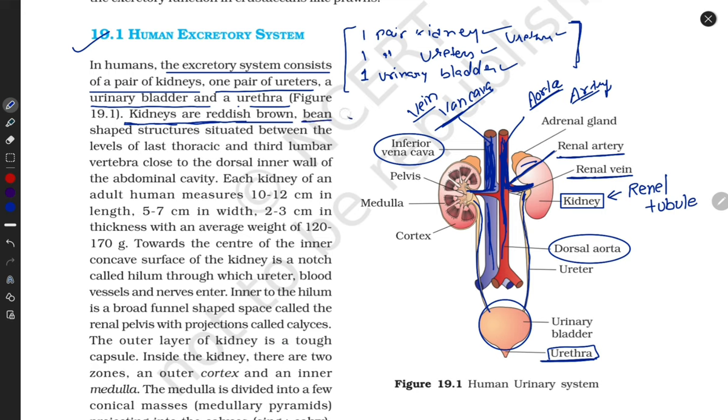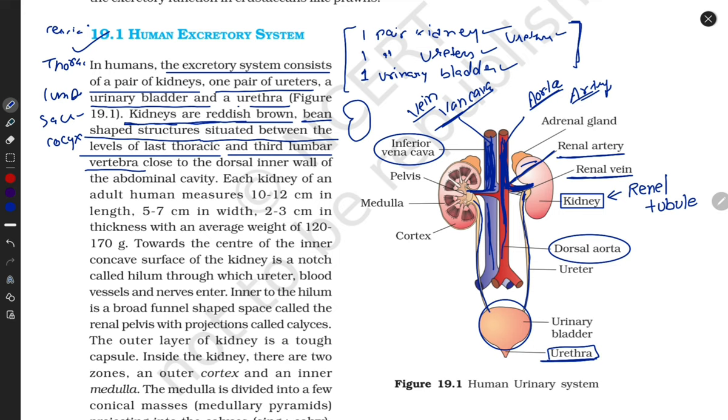Kidneys are reddish brown in color, bean shaped structures, situated between the level of the last thoracic and third lumbar vertebra. We studied before that we have the vertebral column: cervical vertebrae, thoracic vertebrae, lumbar region vertebrae, sacrum and coccyx. Then where is the kidney located? Between the last thoracic vertebra and the third lumbar, L1, L2, L3. We have five lumbar vertebrae, L1 to L5.